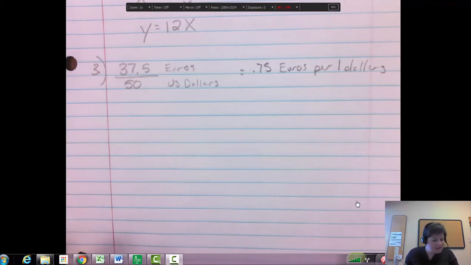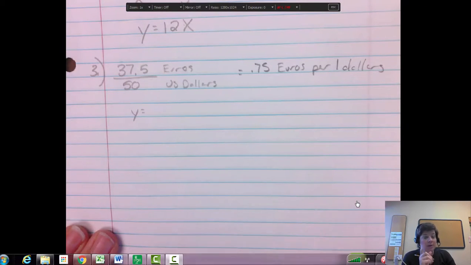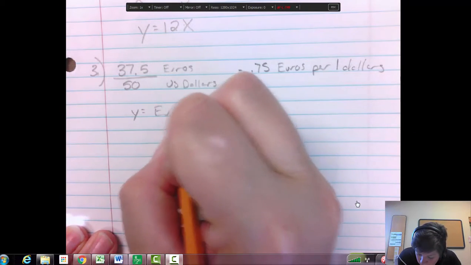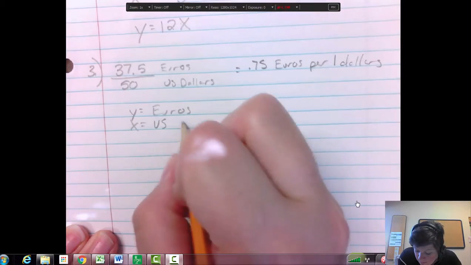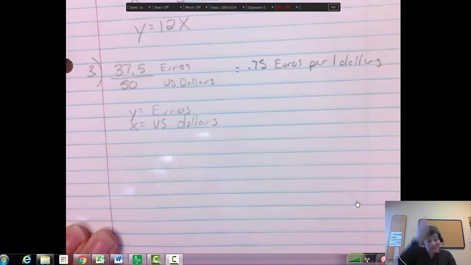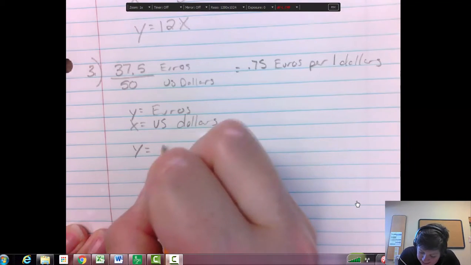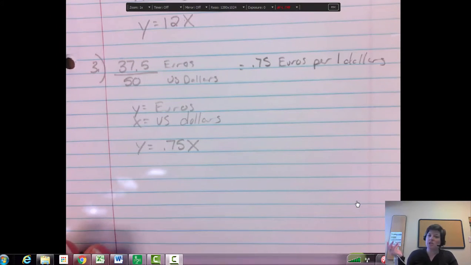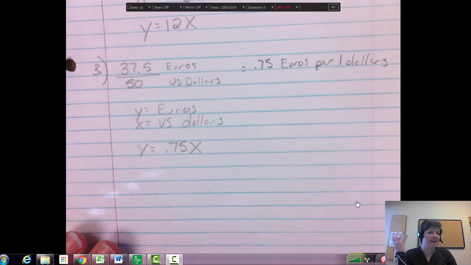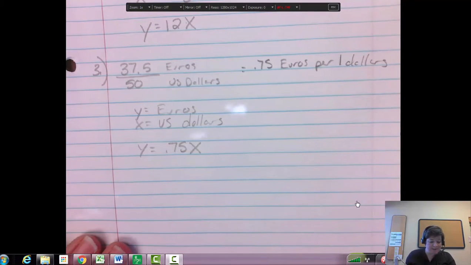Well, let's let Y equal which value? Euros. And let's let X equal the US dollars. Right? Because X was the first row and that was dollars. Y was the second row. That's our euros. And the relationship is 0.75. So I have 0.75 times X. And that's my formula, or equation, or function sometimes is what they're called. So any way that you can relate those two is great.